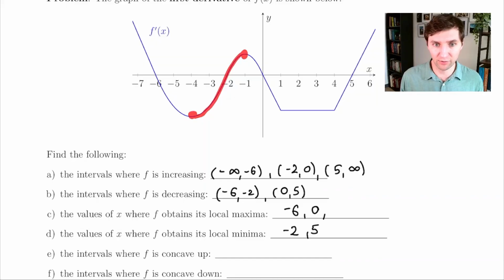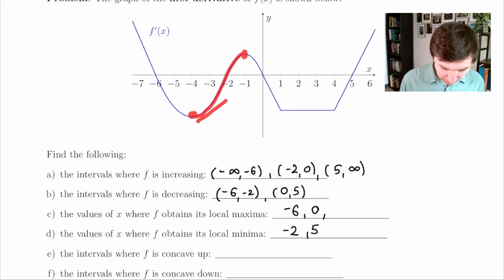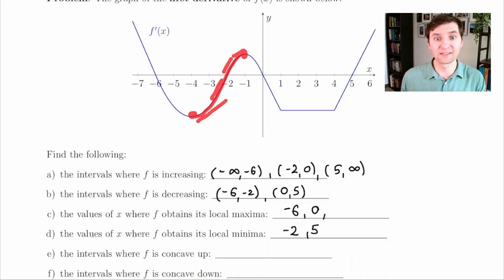Think about it the following way. The second derivative can be thought of as slopes of tangent lines to the graph of the first derivative. And note that all of those slopes would be positive, meaning the second derivative is positive there. And because the second derivative is positive, the original function is concave up there.